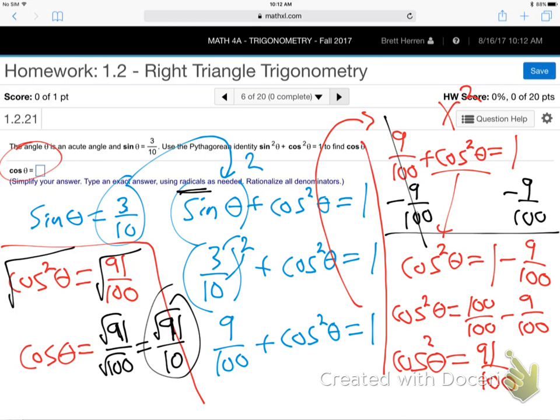So what did we do? We just took the formula they gave us: sine squared plus cosine squared is 1. And I plugged in sine theta is 3/10, squared it, subtracted from both sides, and did the square root.